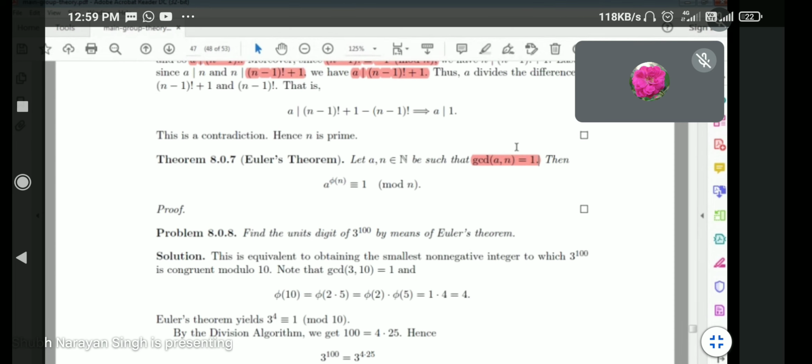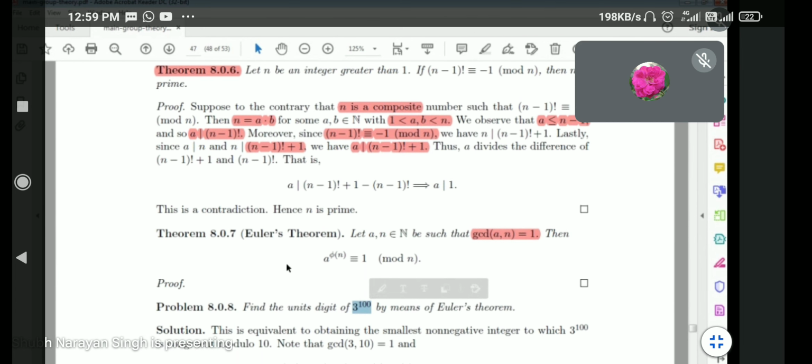Like, see that, someone asked: what is the units digit of this big number? Can anyone tell what can be the units digit of this number, 3 to the power 100?